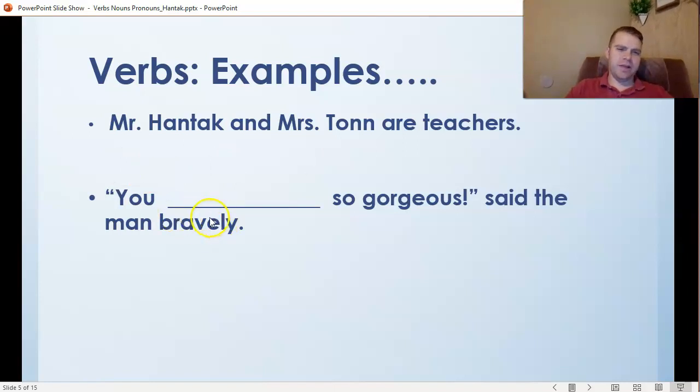Notice here we've also got a blank. "You blank so gorgeous," said the man bravely. Another good spot maybe to pause and discuss what should go in that blank. There aren't a whole lot of verbs that work here, so discuss which of the linking verbs actually fit here.